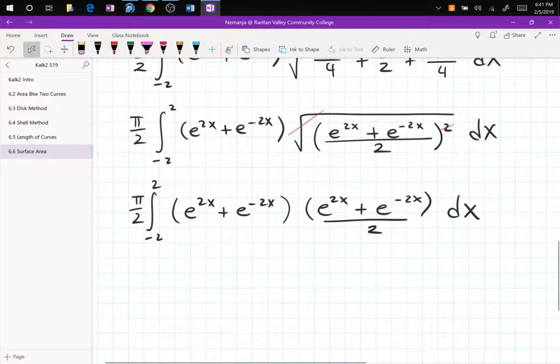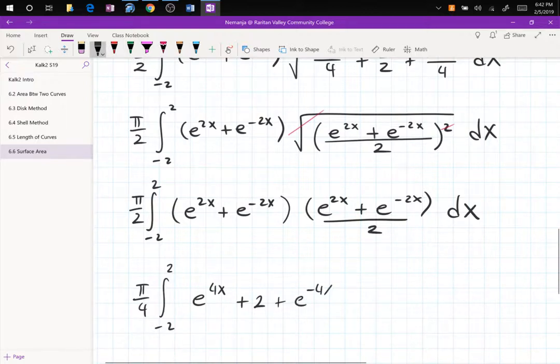The 2, 1/2 goes outside, making this pi over 4. Integral from negative 2 to 2. And this is just squared, the same binomials, so just FOIL. We have e to the 4x when you multiply, then 2 times when you multiply them across, so that's going to be plus 2, because e to the 2x times e to the negative 2x is e to the 0, which is 1. And then times 2 for the 2ab, the middle term. And we have plus e to the negative 4x, in the end, all of that dx.